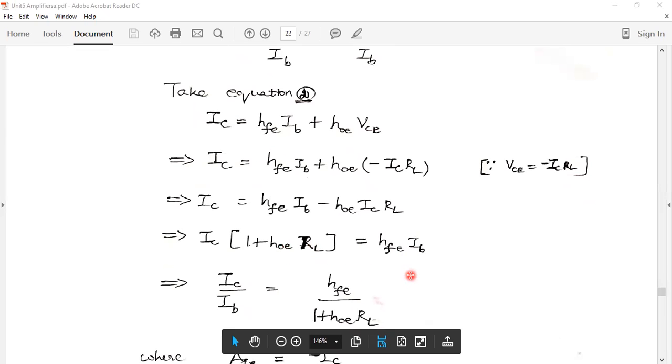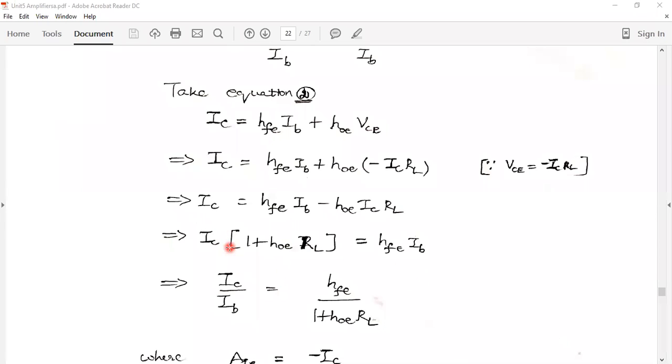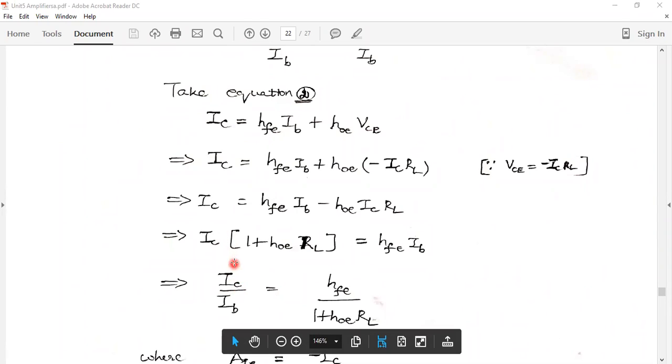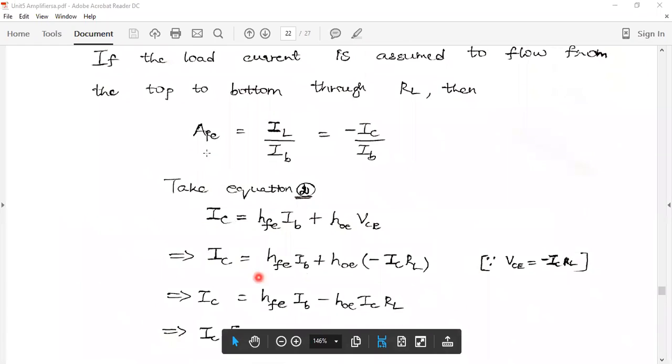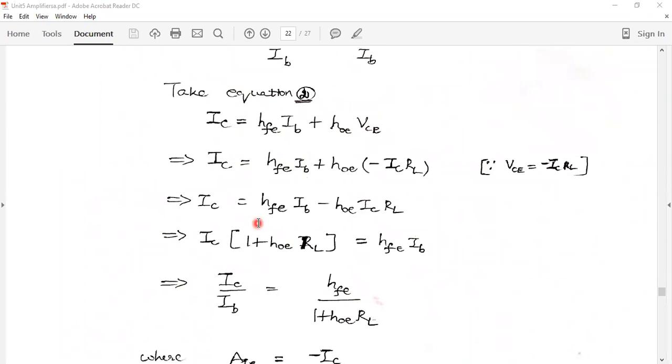Derive it along with me while I explain, that is better. IC by IB is equal to HFE by 1 plus H0E RL. This is the equation. What is IC by IB? It is the current gain, the forward current gain.